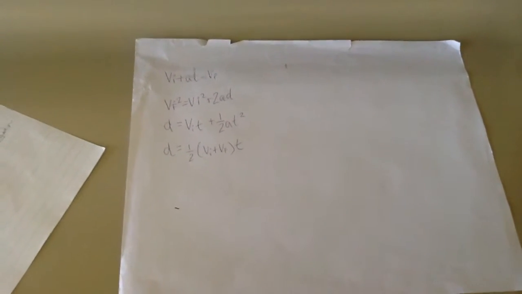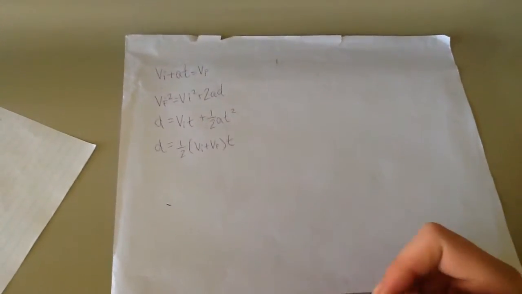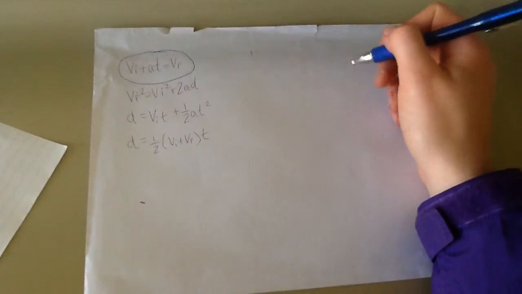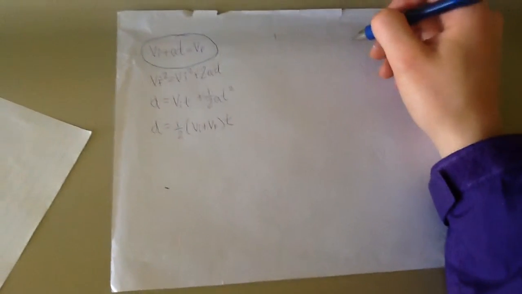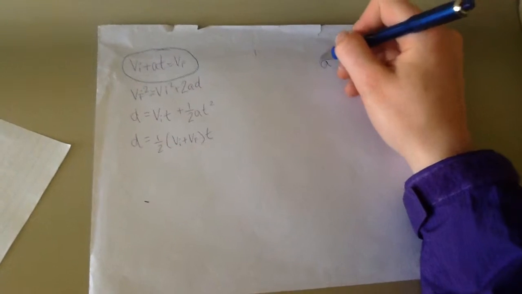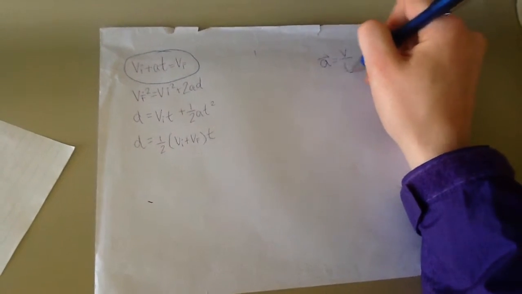I am going to be going over this because I want to show you how we derived this formula right here. So how it came to be. So, let's do this over here. You guys all know, or I'm hoping you know, the formula for acceleration. So let's start there. Acceleration is equal to velocity over time, right?